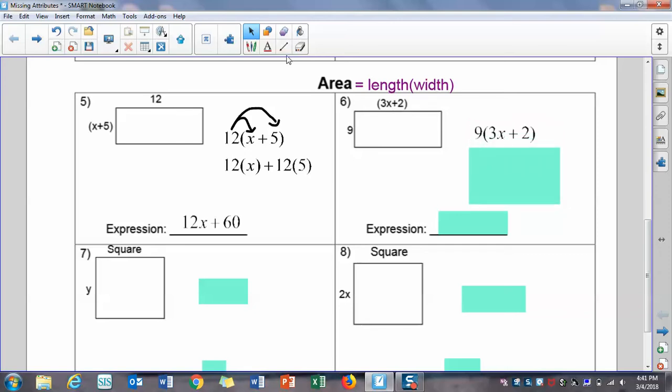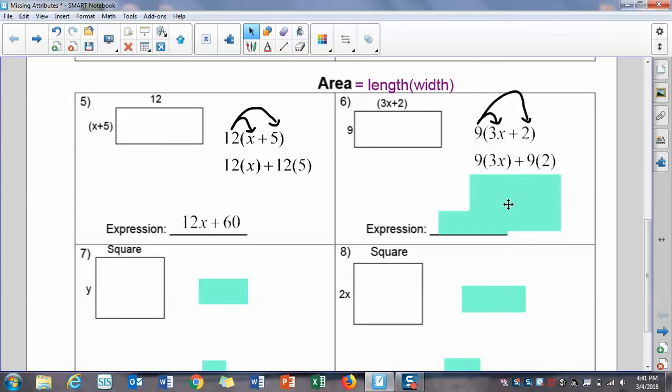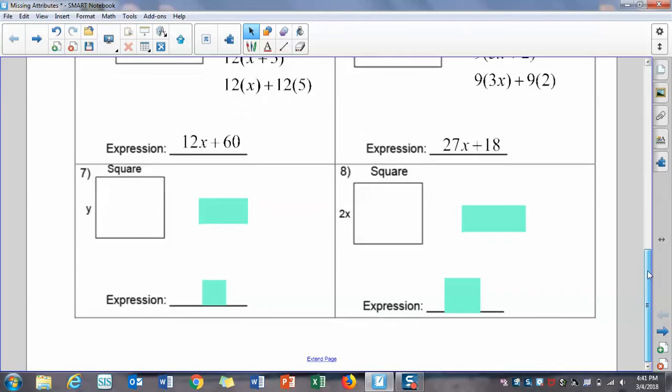So again, we want to use a distributive property, so we're going to do 9 times 3x and 9 times 2. So when we do that, we get 9 times 3x and then plus 9 times 2. So 9 times 3x would be 27x, and then 9 times 2 would be positive 18. And then we have our simplified expression. So let's go ahead and look at the next two examples.